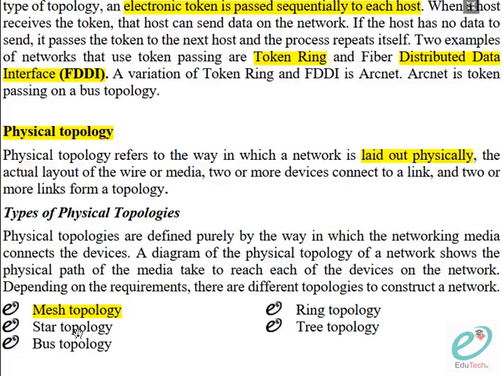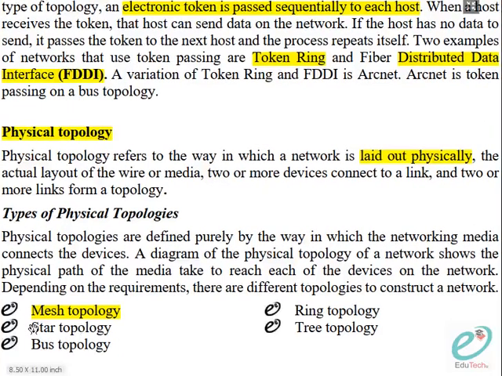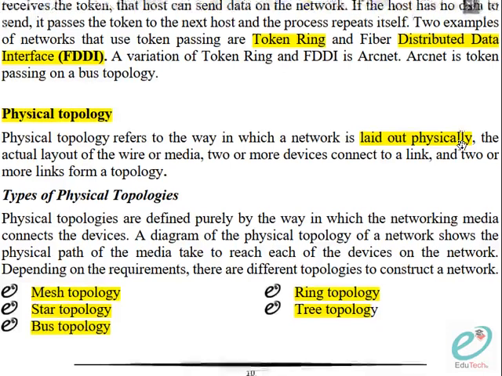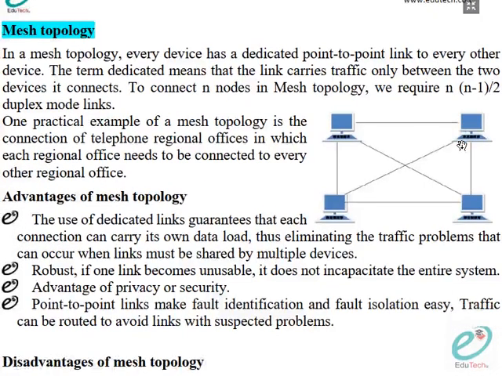Star topology, an example. Other types of physical topology: bus topology, ring topology, and the tree topology. Now let us see one example after another. The first one is mesh topology.